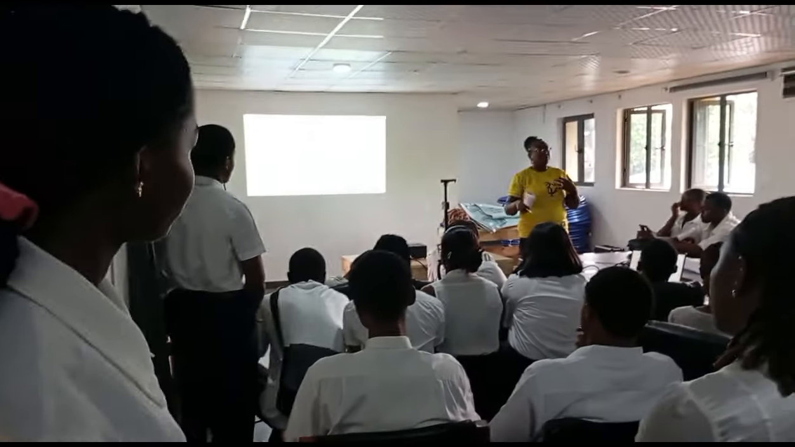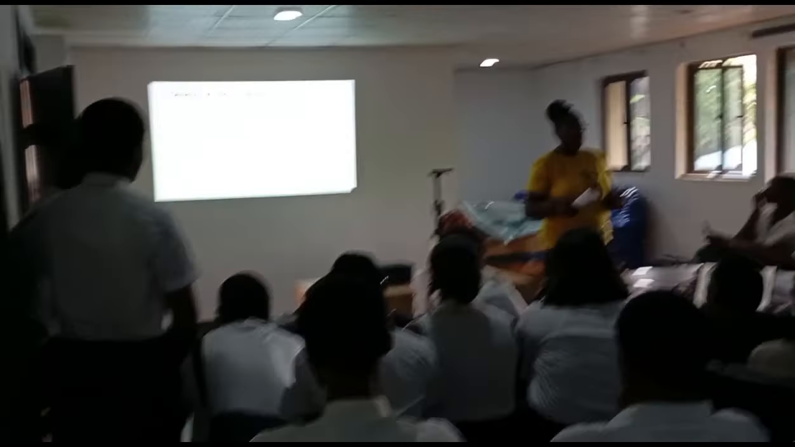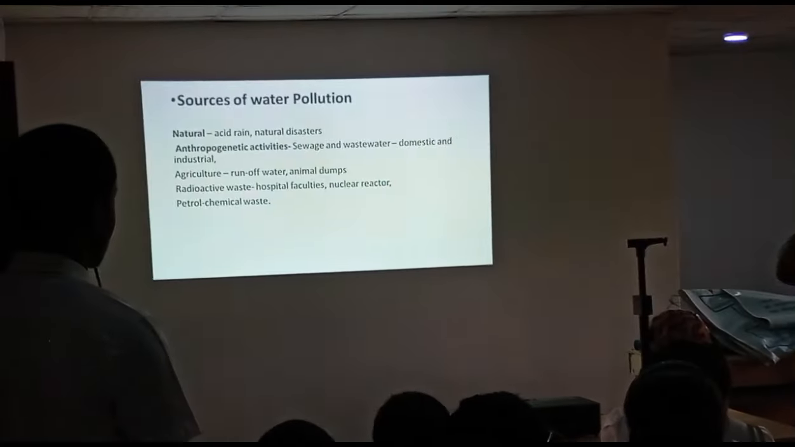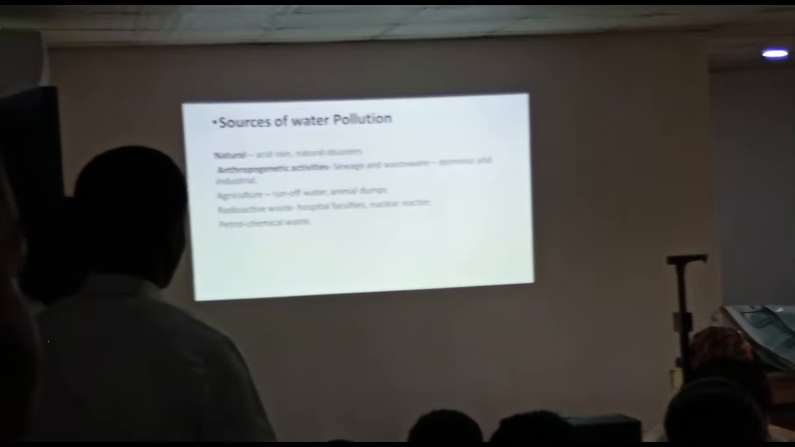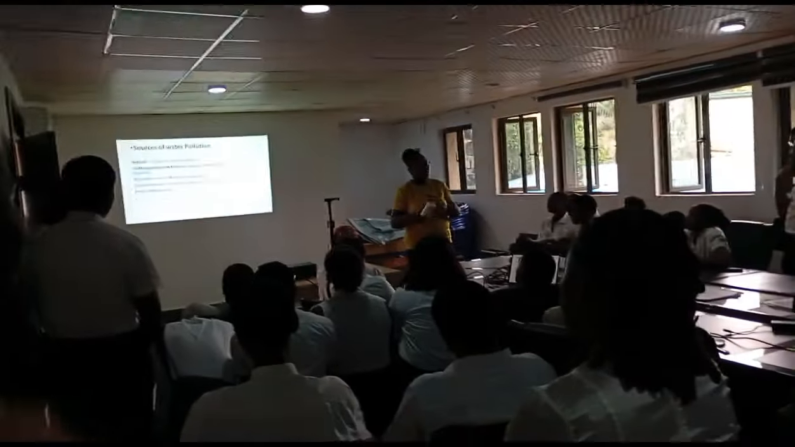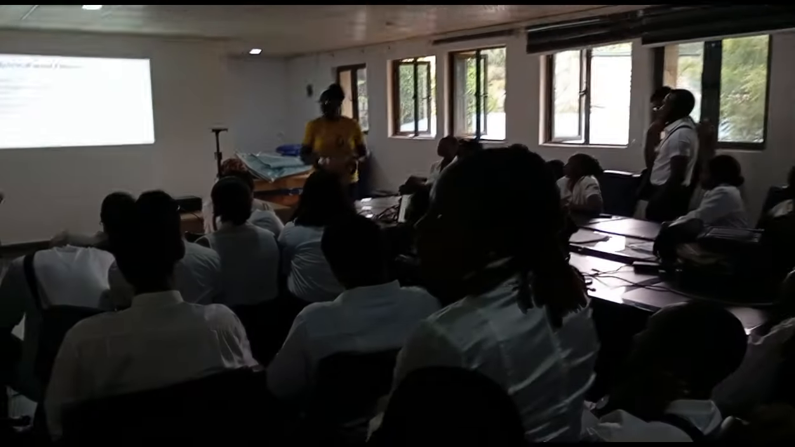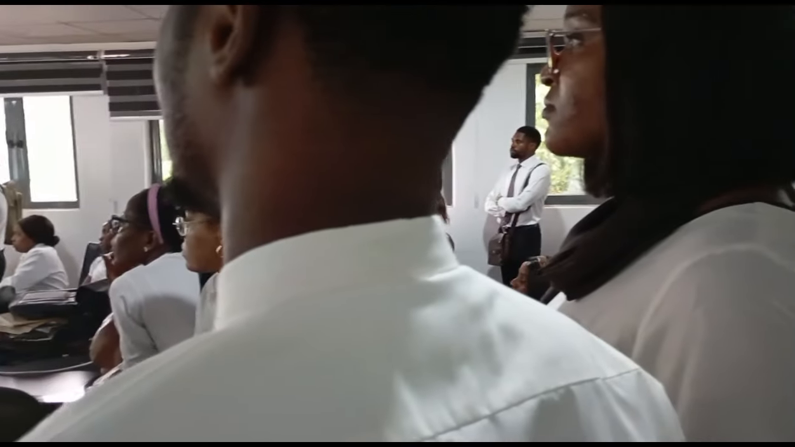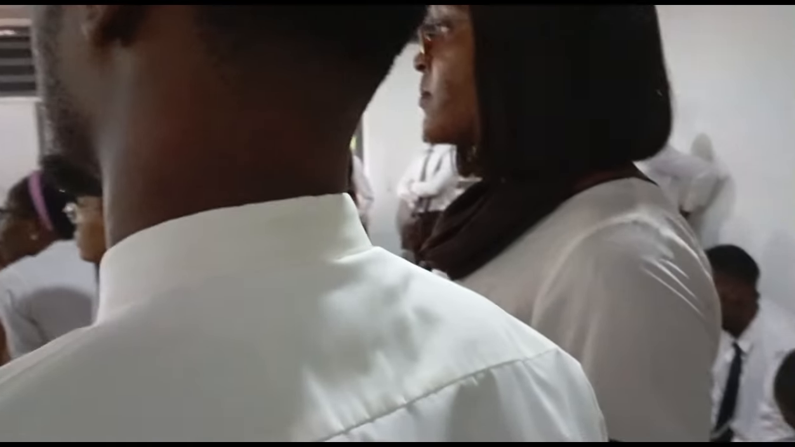Like some industries release chemicals into the atmosphere. And when the rain comes down, it dissolves these chemicals and falls as acid rain. So you see that the chemical composition of the water has changed. That's where you have acid rain. You have natural disaster. When there's an earthquake, certain gases are released into the atmosphere. They dissolve in this water and change the quality of the water entirely.